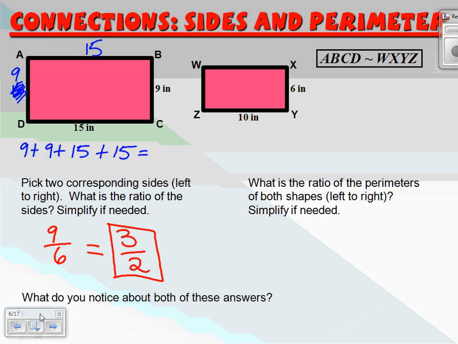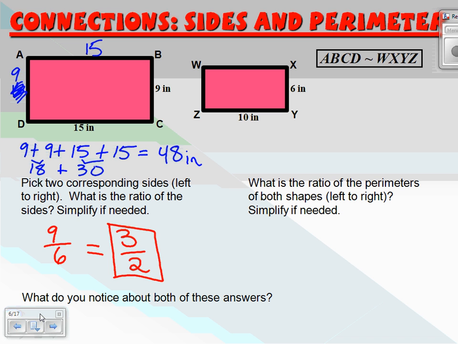What is the perimeter of the shape? 9 plus 9 plus 15 plus 15. 9 plus 9 is 18. 15 plus 15 is 30. So altogether, it adds up to 48 inches. Inches. It's length, guys. Perimeter is length, so it's inches.